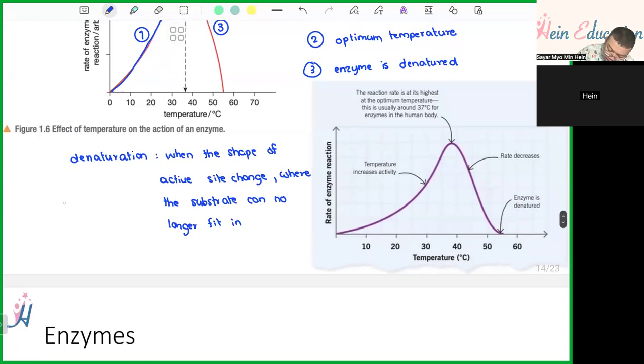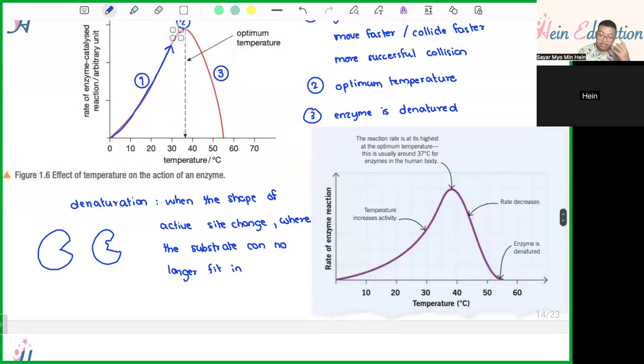From the previous example, this would be the original shape of an enzyme. This is just an example, right? Normally, the substrate will come and bind to this type of shape. So this would be the substrate and this is the active site. And then due to the temperature, the shape of the enzyme gets changed, something like that. So the reactions cannot take place because the shape of the active site changes. The substrate that originally could bind will not be able to bind or fit, because the shape of the active site changes. That is known as denaturation.